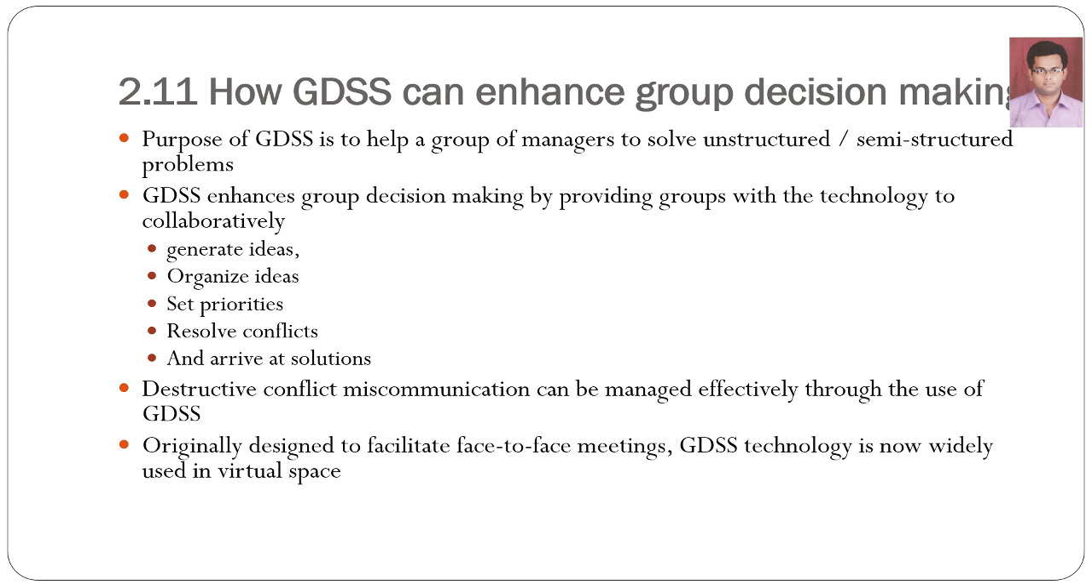How GDSS can enhance group decision making. The purpose of GDSS is to help a group of managers solve unstructured and semi-structured problems. GDSS enhances group decision making by providing groups with the technology to collaboratively generate ideas, organize ideas, set priorities, resolve conflicts, and arrive at solutions. Destructive conflict and miscommunication can be managed effectively through the use of GDSS.